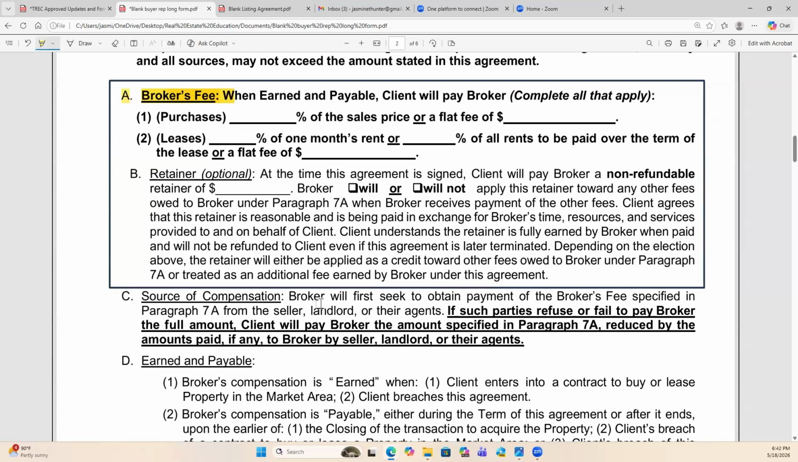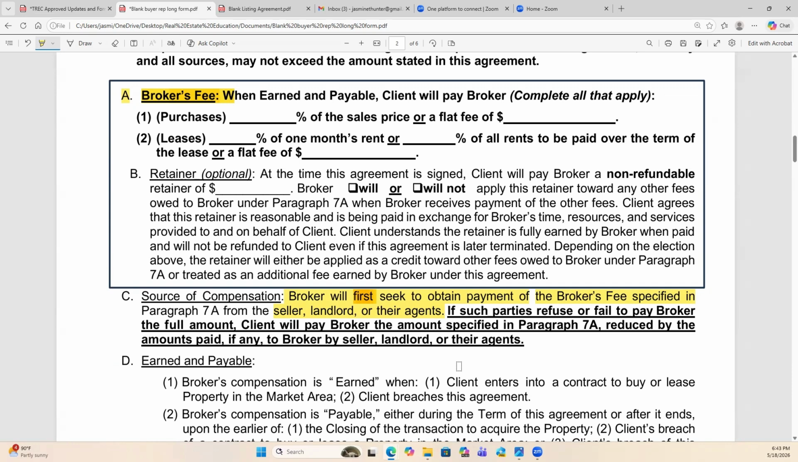It clearly states that we will seek to obtain the payment that we're talking about, which is listed up here in this box, from the seller, the landlord, or their agent. We're going to look for that first. Okay, I'm going to first go and say, Mr. and Mrs. Seller, Mr. and Mrs. Landlord, Mr. and Mrs. Listing Agent, Mr. and Mrs. Broker on the listing side, I need whatever amount of money I put in this box. Send that to my broker, sign the check, put it in Workspace, dot your I's, cross your T's, done. That's what this is saying.